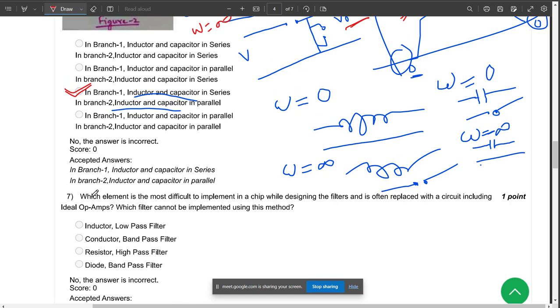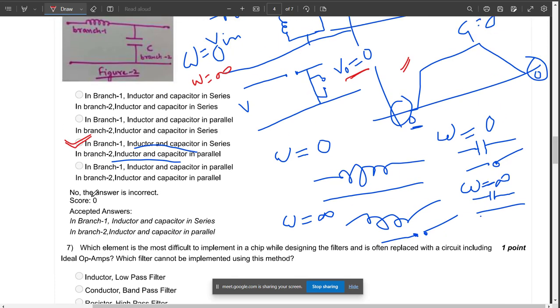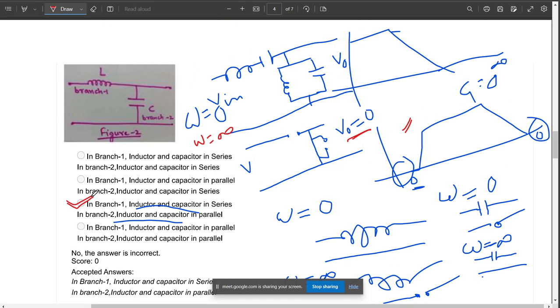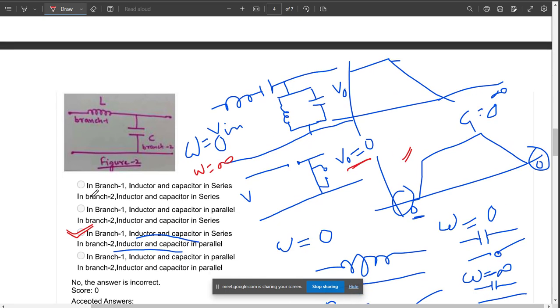Ma'am, if we explain in this way, according to option three, then option one is also correct, because the inductor and capacitor are in series, so at omega equal to 0, no input is going to our output.